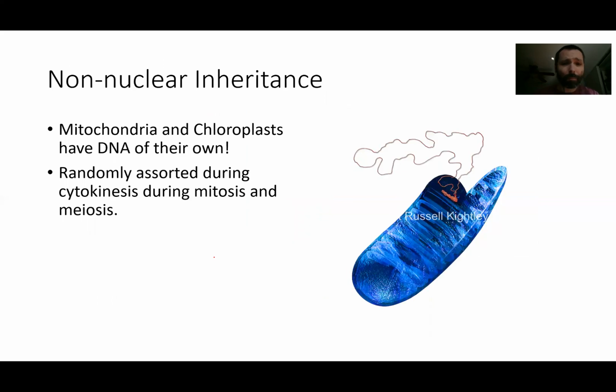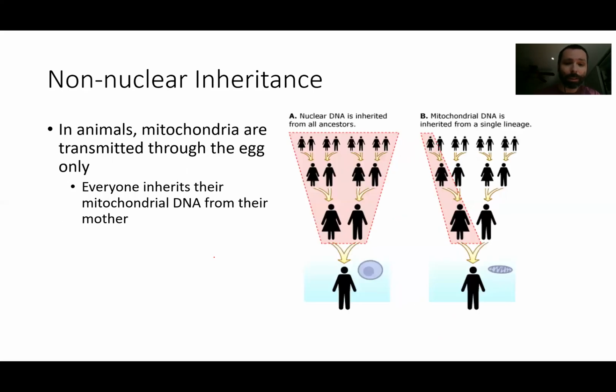The main one being non-nuclear inheritance, meaning your mitochondria and chloroplasts, not for you, of course, but for plants. The chloroplasts have their own DNA, and mom always gives the mitochondria to the child. The egg has the mitochondria in it. The sperm has basically just a bunch of DNA. And so fathers don't pass their mitochondrial DNA to their children.